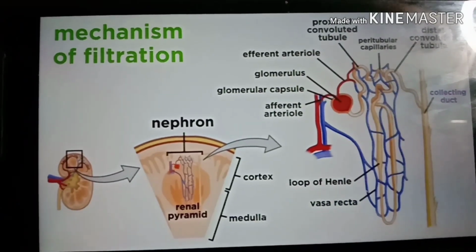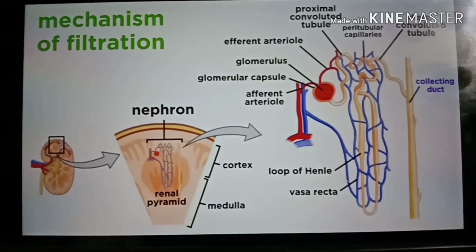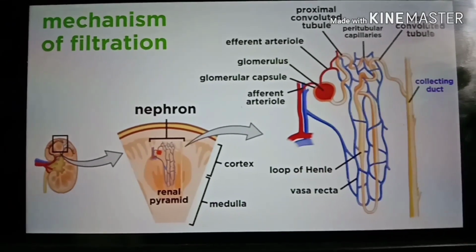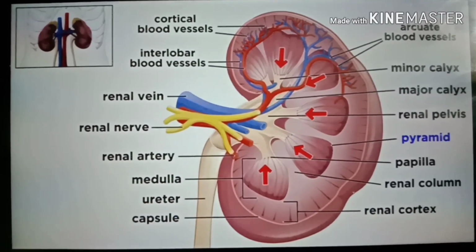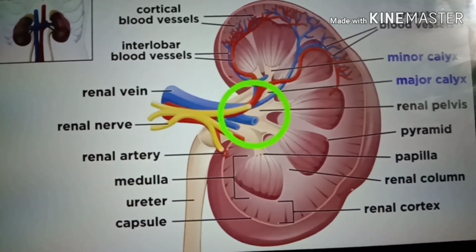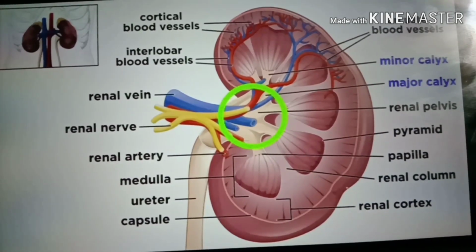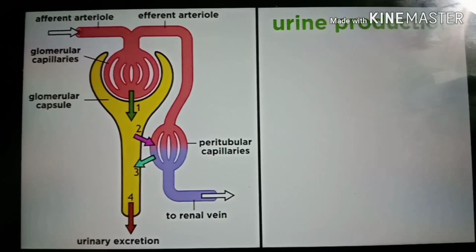What is left after this? It empties into a collecting duct, which collects filtrates from many tubules and runs down the medullary pyramid, delivering urine to the calyces. How exactly is the urine produced?